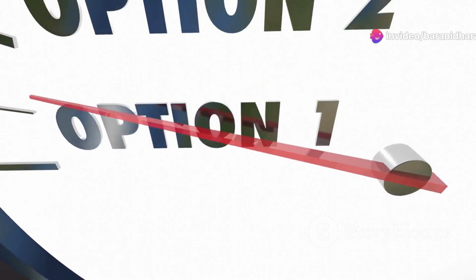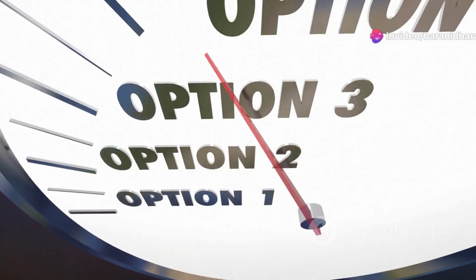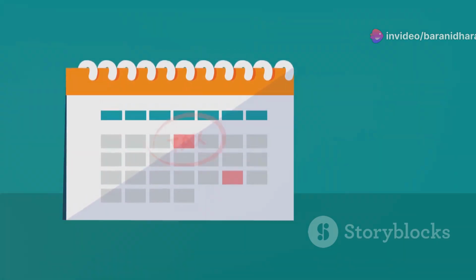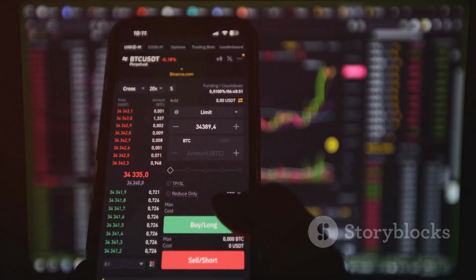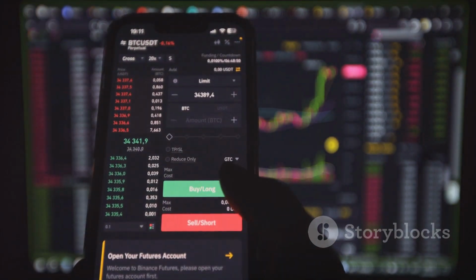Furthermore, options are categorized as either European or American. European options can only be exercised on the expiration date, while American options can be exercised at any time up to and including the expiration date.